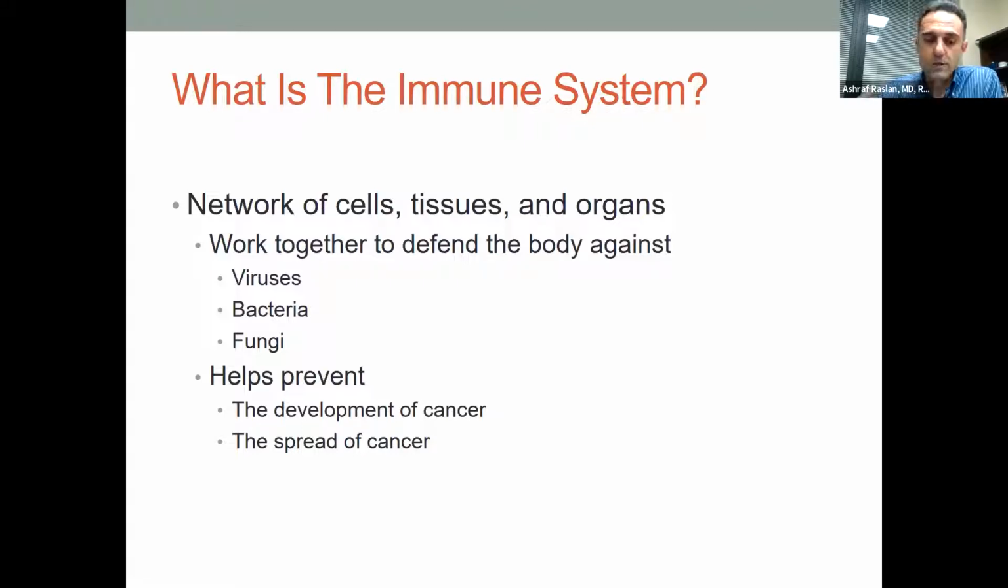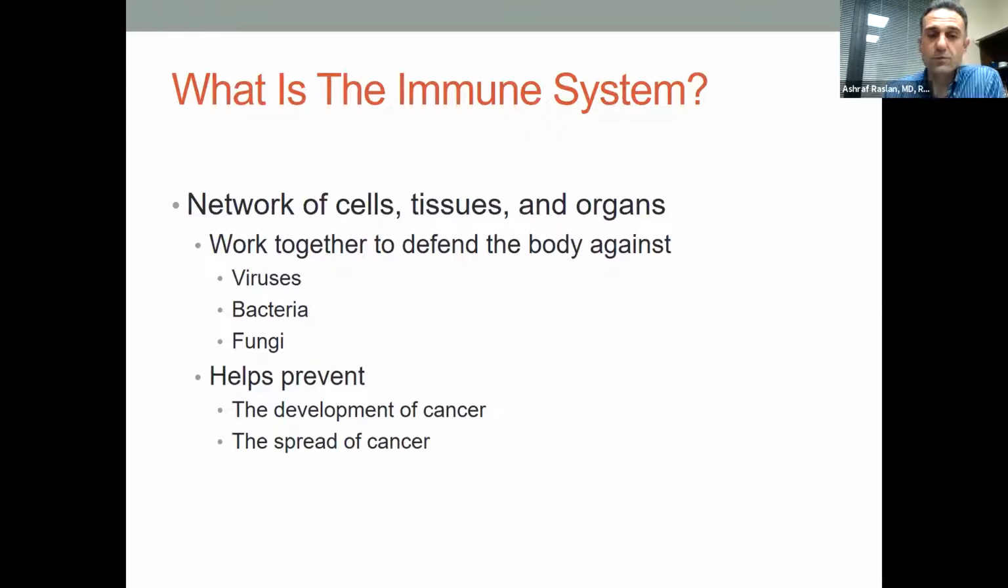Let's say you get a cut on your forearm. You get swelling there and you get redness. This is because the immune system rushes to the area to prevent any bacteria from coming through to the bloodstream, and it does that by causing inflammation in the area. So inflammation is a weapon that the immune system uses to remove anything harmful from the body, and even to prevent cancer or the spread of cancer.